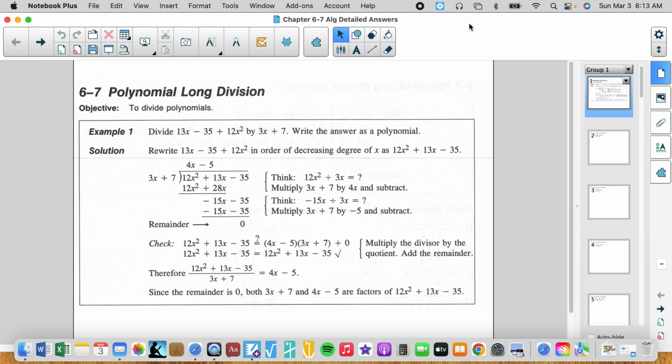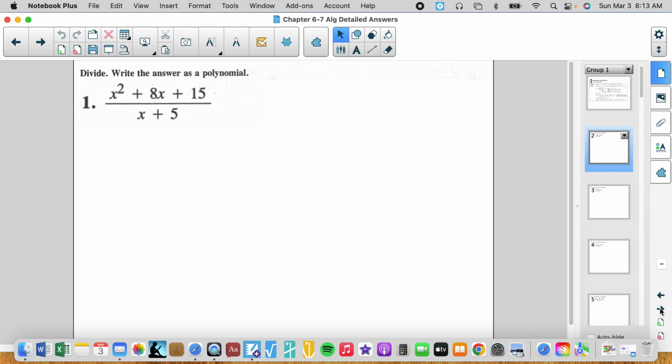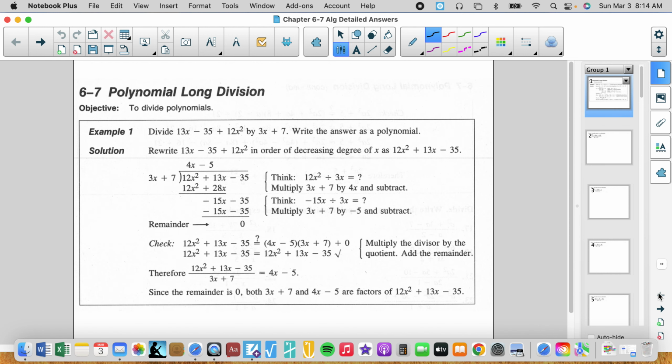Chapter 6-7 in Algebra 1, Polynomial long division. Now, oftentimes you won't see polynomial long division in Algebra 1. Many times it's introduced in Algebra 2, but it's always nice to be able to provide an introduction to it, a nice foundation. It is relatively straightforward, very much like when we have, here, let's do it on this page.